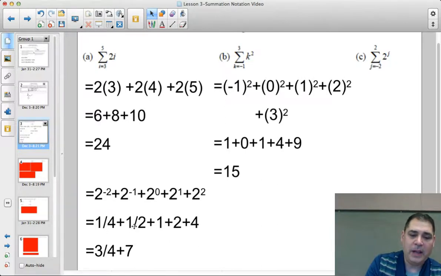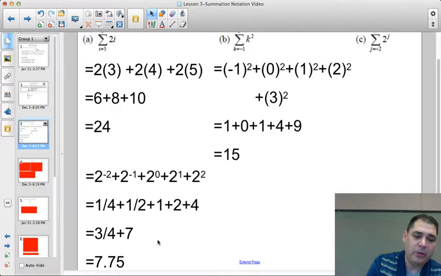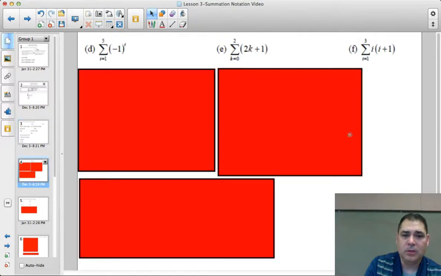1/4 and 1/2 is 3/4, or 0.75. And then 1 plus 2 plus 4 is 7. This is really 7 3/4, or 7.75. Again, pause it and see if you can do these on your own before I go over them.